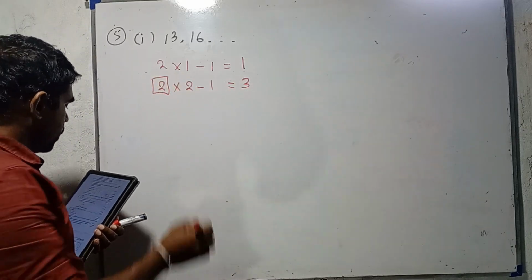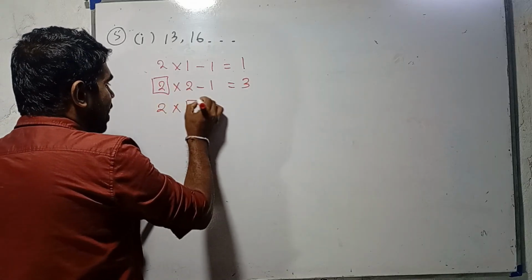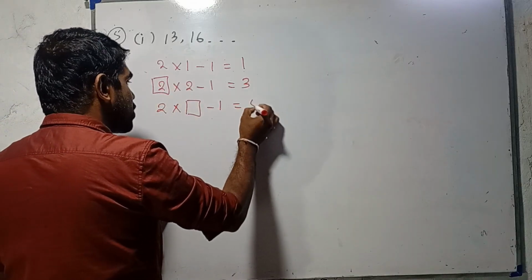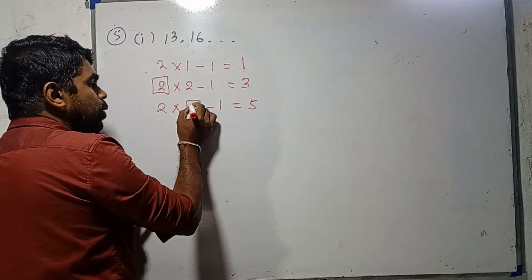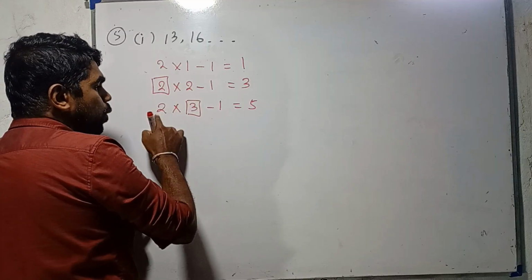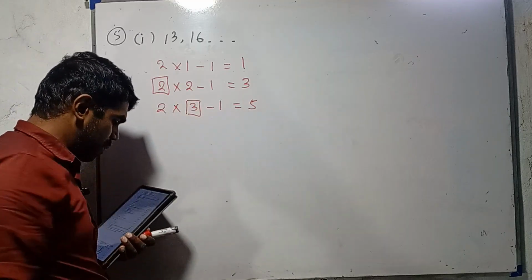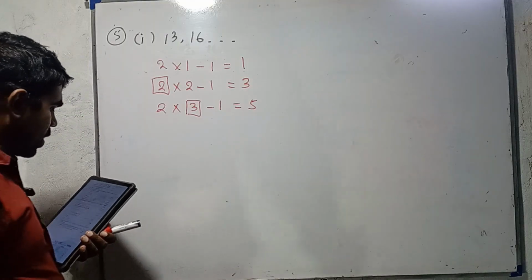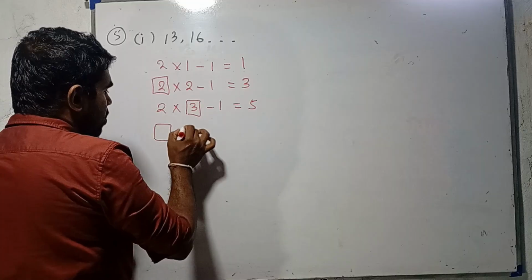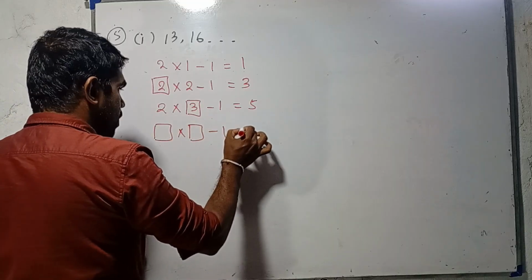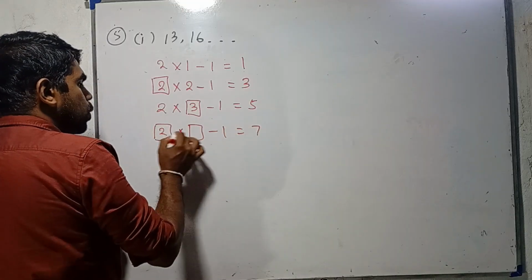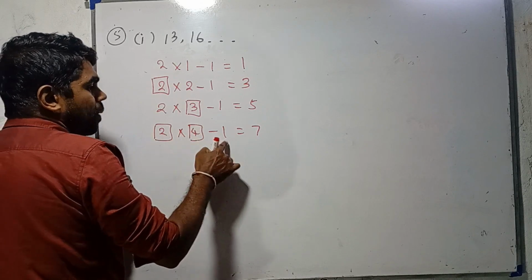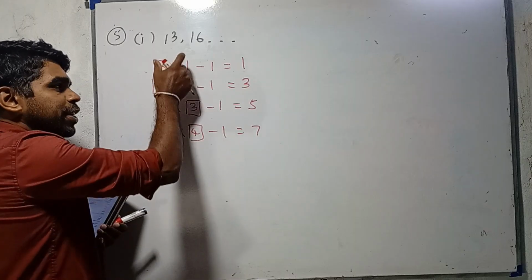In the third term, 2 into, there is a blank space in this one. The answer is 5. We can write 2 into 3, 2 into 3, 6, minus 1 is 5. Then in the fourth term, there are 2 blank boxes. We can write 2 into 4, 2 into 4, 8, minus 1 is 7. You can identify the pattern.